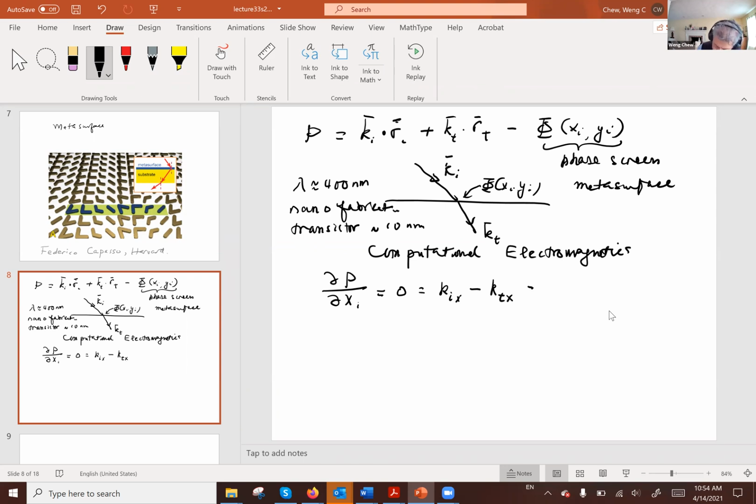And then there will be an additional contribution from the phase screen now. And all those have to add up to 0 according to Fermat's principle, if that point of interception is the point of minimum phase delay. Okay, so you can use this kind of thing to do wonderful things like a flat lens.